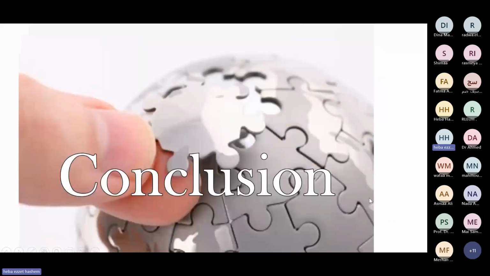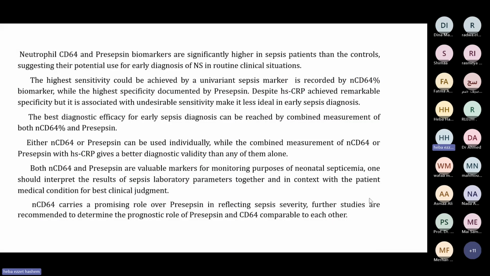What about the conclusion? The conclusion of this part is that neutrophil CD64 and procalcitonin biomarkers are significantly higher in sepsis patients than the controls, suggesting their potential use for early diagnosis of neonatal sepsis in routine clinical applications.